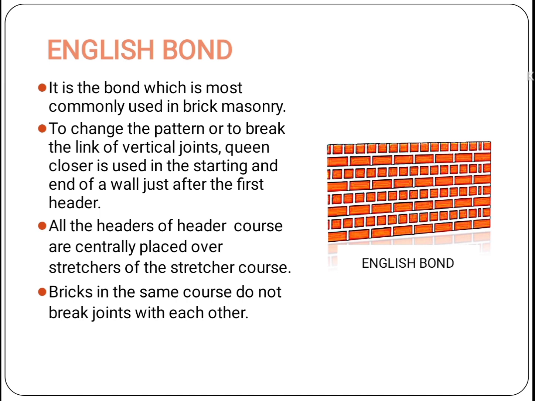For breaking the vertical joints in successive courses, it is essential to place a queen closure after the first header in each header course. All the headers of a header course are centrally placed over the stretcher course. Bricks in the same course do not break joints with each other. That is, some of the joints in the same course go straight through the width of the wall.